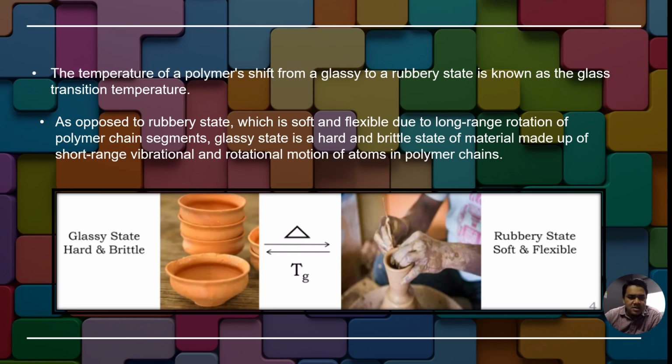Alright. Next, as opposed to the rubbery stage, which is soft and flexible due to long range rotation of polymer chain segments, the glassy stage is a hard and brittle stage of material made up of the short-range vibration and rotation motion of atoms in the polymer chain. So we can see the picture from the slide. We can know how the glass state example and how the rubbery stage example.